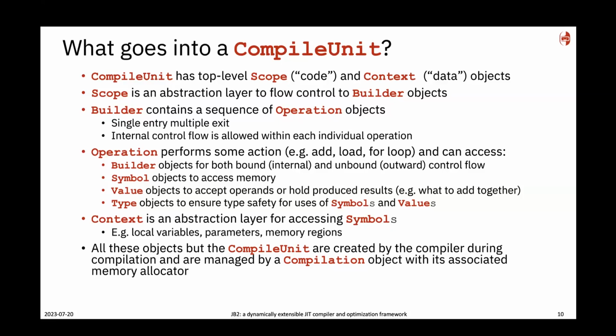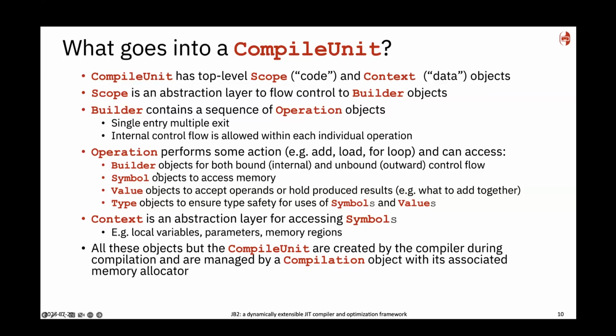It's all contained within the if-then-else operation, but it references other builder objects for holding what has to happen on the then side and what has to happen on the else side. Those builder objects are referenced from inside the operation. Operations are what we use to describe some action like add or load. A for loop is another example of something that would have an internal control flow, because it's got a body, a break label that you need to jump to, and a continue label that you might need to jump to.